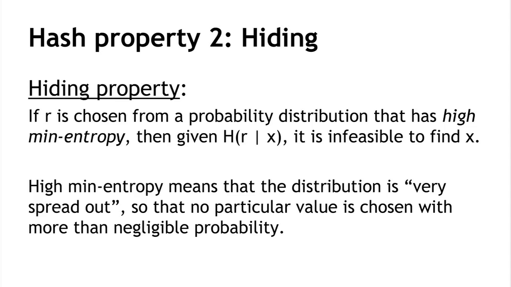And what does high min entropy mean? Well, it captures this intuitive idea that r is chosen from a distribution that's really spread out. And what that means specifically is that there's no particular value that r could have had that would occur with more than a negligible probability. So for example, if r is chosen uniformly from among all of the strings that are 256 bits long, then any particular string was chosen with probability 1 in 2 to the 256, which is truly a negligible value. So as long as r was chosen that way, then the hash of r concatenated with x is going to hide x. And that's the hiding property that the hash function will be deemed to have.